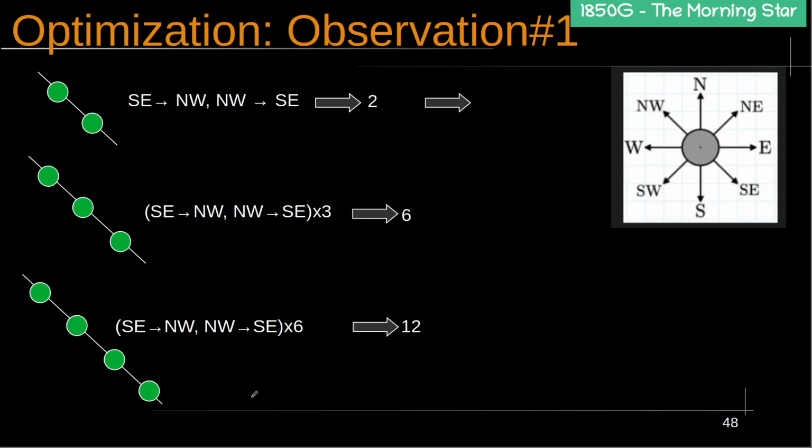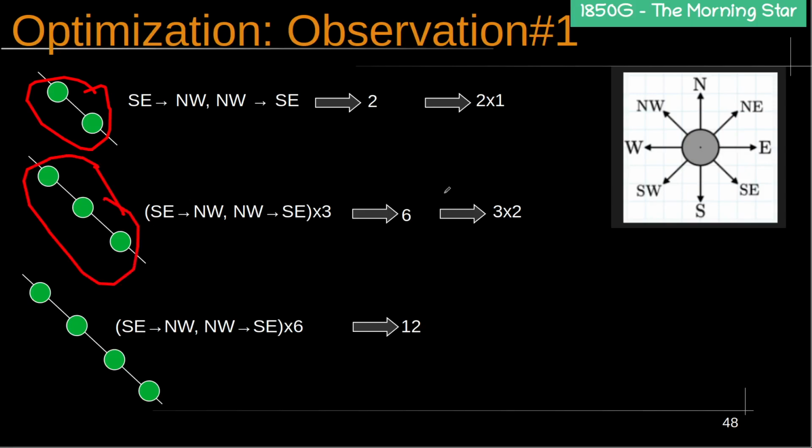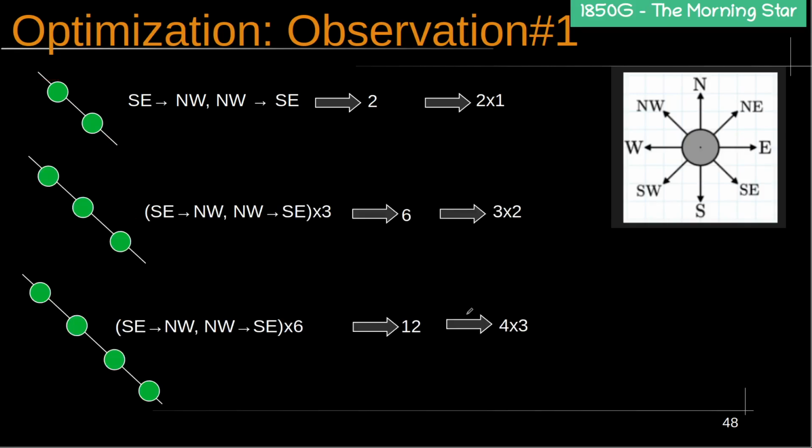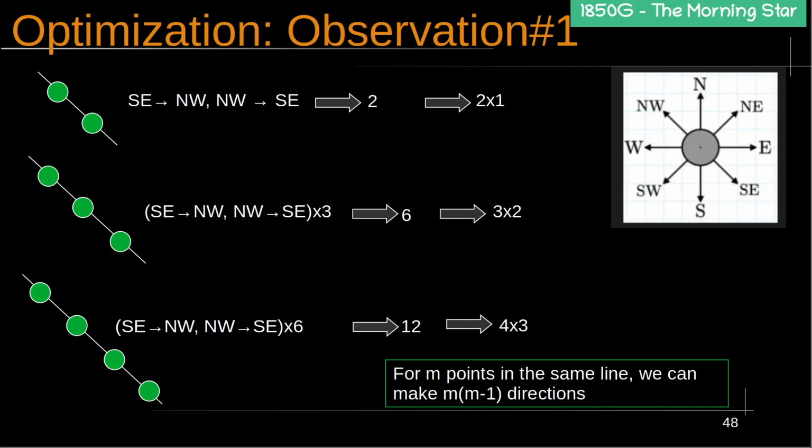Okay. If we come back to the first number, we can write 2 is equal to 2 times 1, where 2 is the number of points on the line. We have 3 points here, so we can write 6, 3 times 2. We have 4 points in the same line here, so we can write 4 times 3. If we continue with 5, we will find 5 times 4, 20 directions. So we can say for m points in the same line, we can make m times m minus 1 directions.